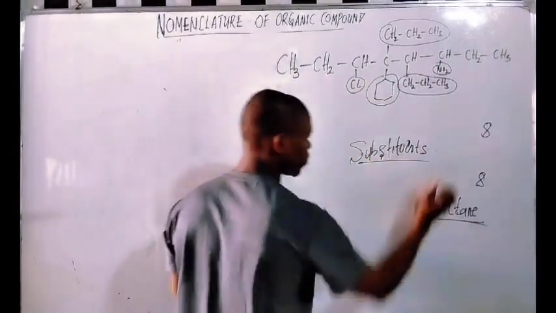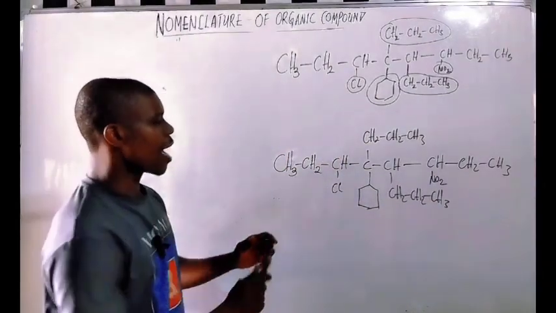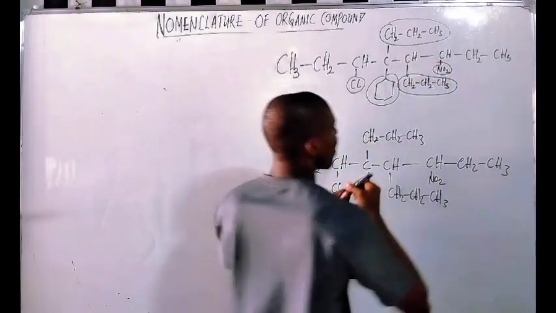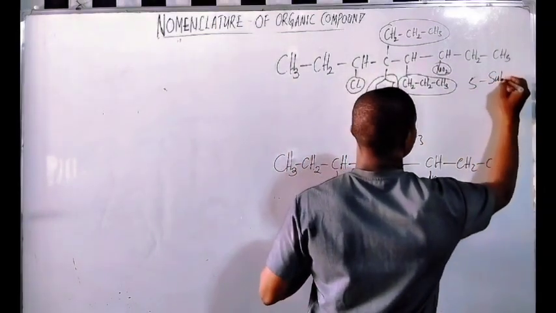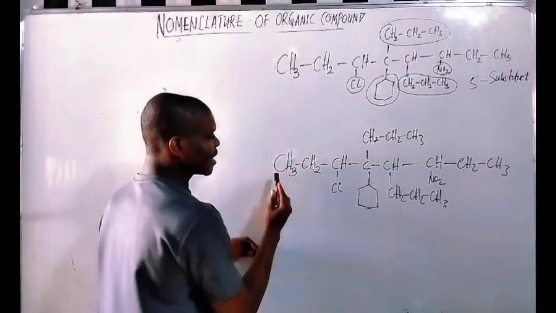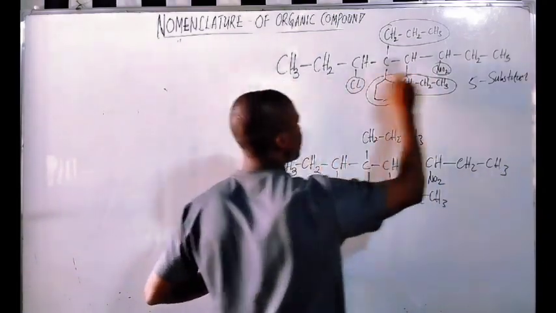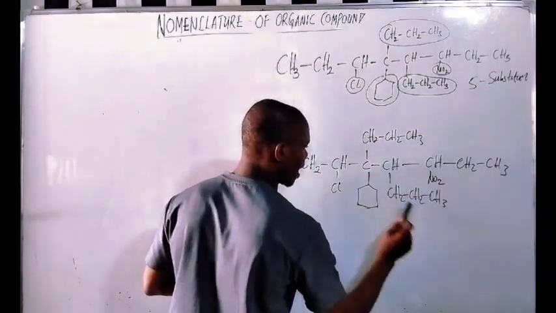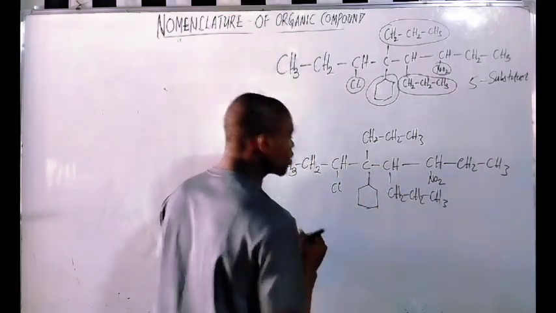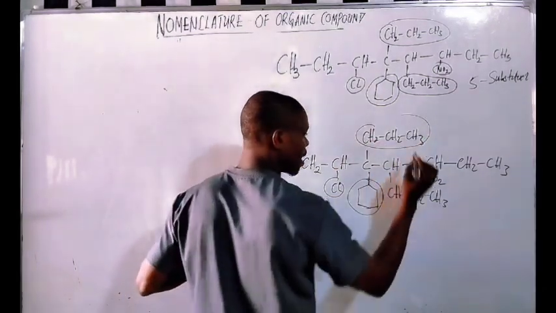I'm going to draw this again so you understand it very well. From here to here, we have substituents 1, 2, 3, 4, 5. 5 substituents, right? But now let's take from here to here, because from here to here is also 8. You start from here 1, 2, 3, 4, 5, 6, 7, 8. Now, how many substituents do we have? We have 1, 2, 3, and 4.